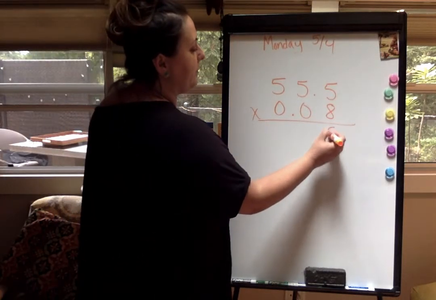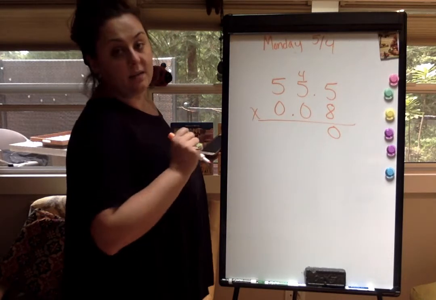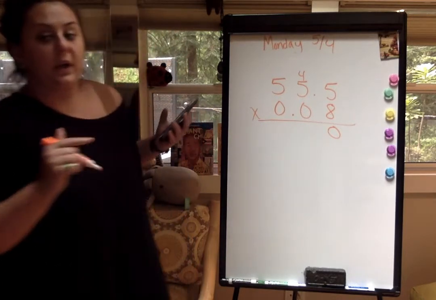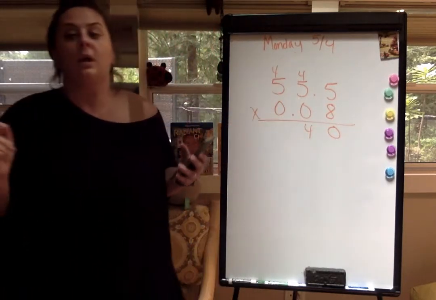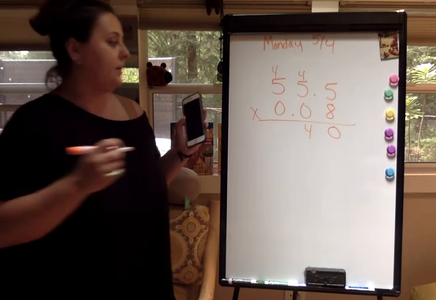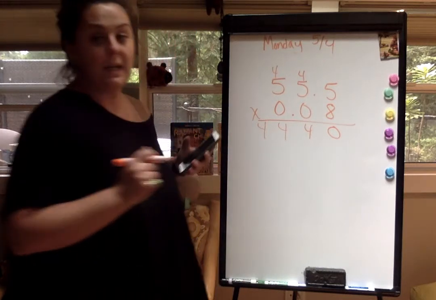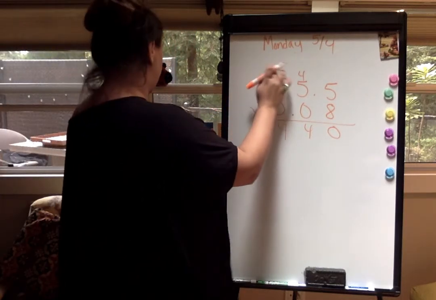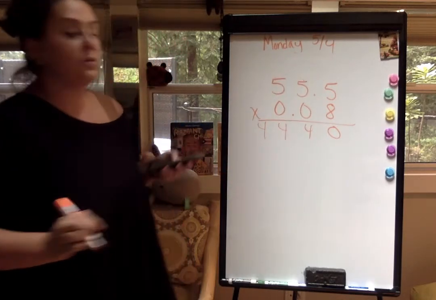8 times 5 is 40. Plus 4 is 44. Keep it all lined up. Nice and neat. Okay, go ahead and erase these, or cross them out so you don't get confused.